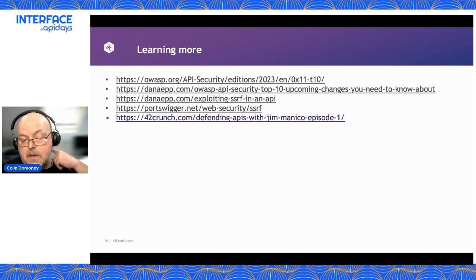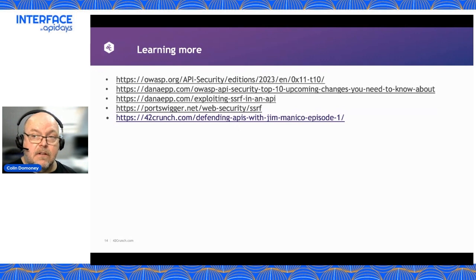PortSwigger, the folks that make the Burp Suite tool, they've got great AppSec basics labs that you can do. And 42Crunch, we did a recent webinar with Jim Manico, Mr. AppSec, and he talked a lot about both SSRF and client-side request forgery. Right, so what's new, what's old, OWASP Top 10 2023. And I think my takeaway comments, I think it maps nicely to what I'm seeing.